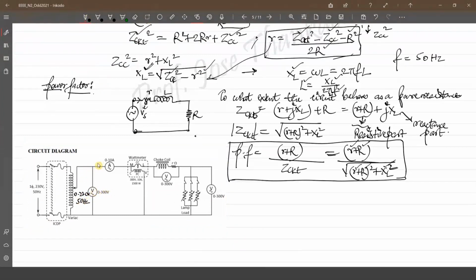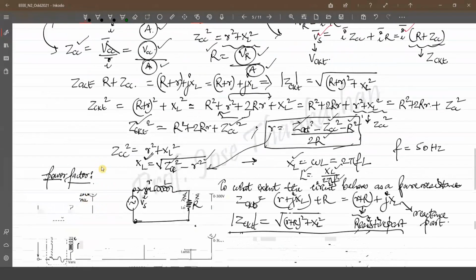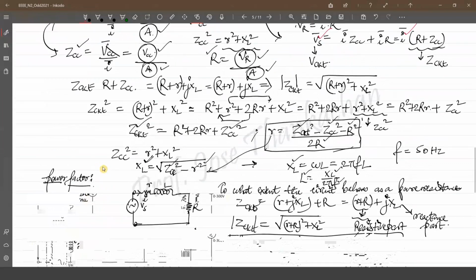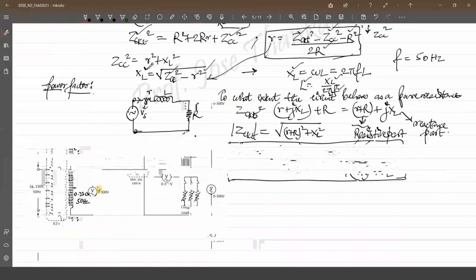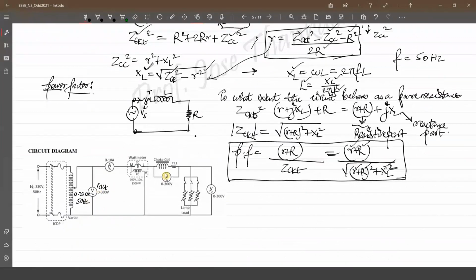And across this we connect a voltmeter. I had already shown you in the circuit, we are connecting a voltmeter here, V circuit. That is this voltmeter. Then this is the choke coil I have told you about, this coil and a small resistance. And across this choke coil, we are connecting another voltmeter, which is VCC. I told you. And after that, we have the load.